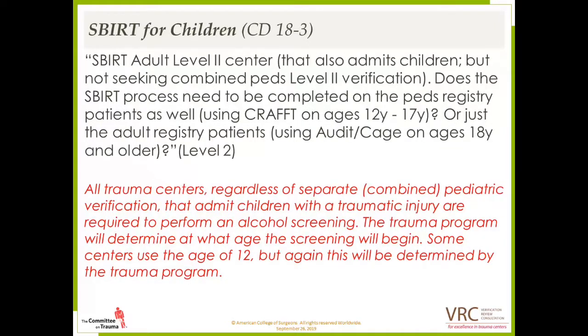So here's one on SBIRT for children. We're an adult level 2 center that also admits children but is not seeking combined pediatric level 2 verification. Does the SBIRT process need to be completed on the PEDS registry patients as well, using CRAFFT on ages 12 years old to 17 years old, or just the adult registry patients using AUDIT and CAGE on ages 18 years and older? So all trauma centers, regardless of their separate or combined pediatric verification, that admit children with a traumatic injury are required to perform an alcohol screening, and the trauma program will determine what age that screening will begin. Some centers do use the age of 12, but again, this is going to be determined by your trauma program.